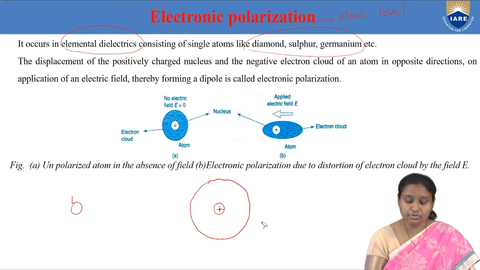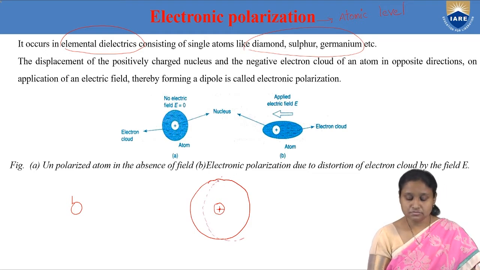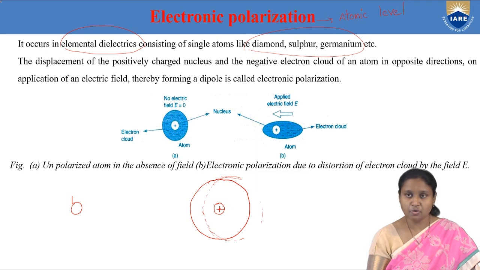And then next what we are going to see here is, on application of electric field, as you can see here, this electron cloud has got displaced. And in which direction is it moving? In the direction opposite to the field.